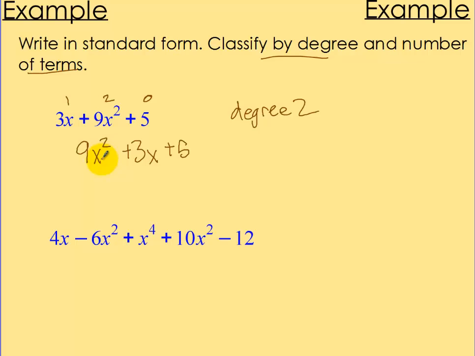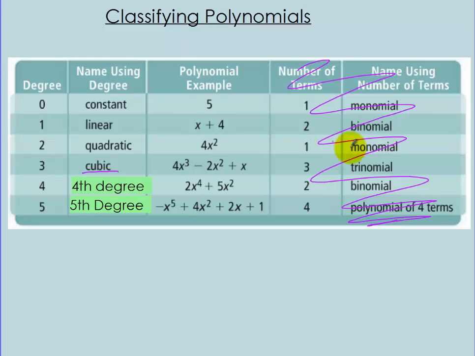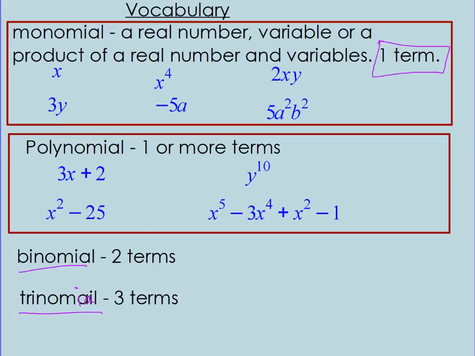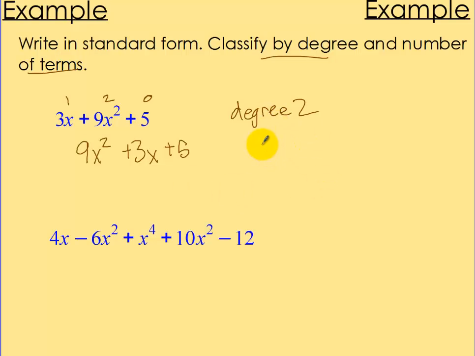And the number of terms. There's 3 terms here. So this is according to that chart from way back here. According to our vocab words, we have 3 terms here, so it's called a trinomial. So this will be a second degree trinomial. So I'll call this second degree trinomial. Or we can also call this a quadratic trinomial.